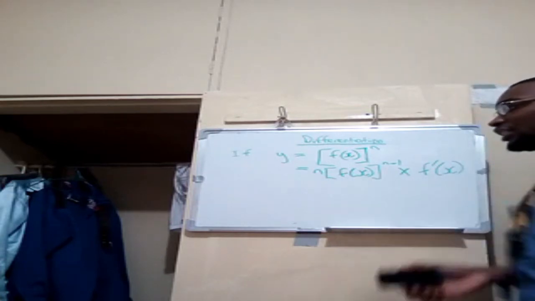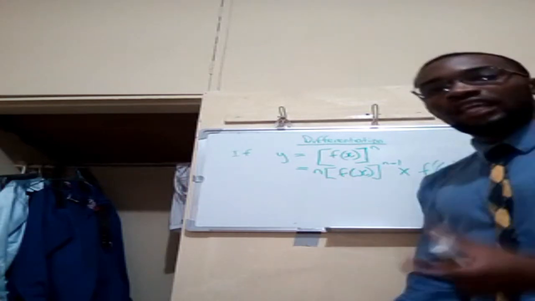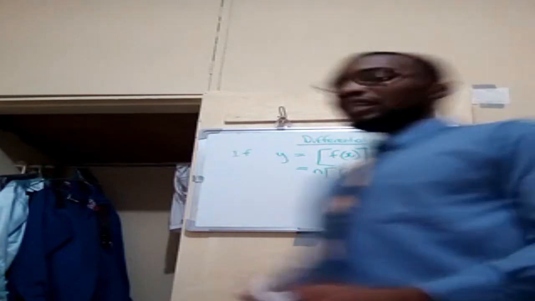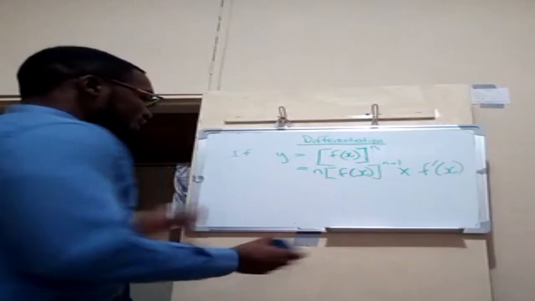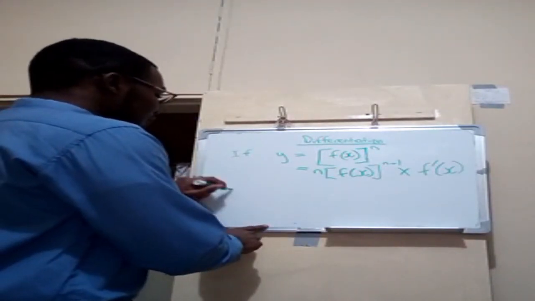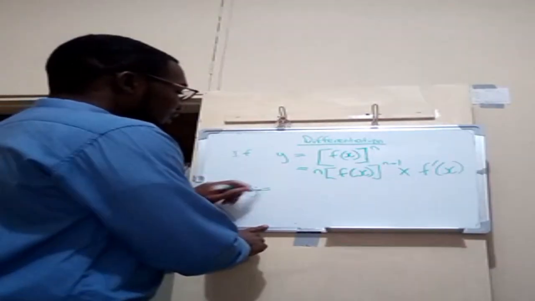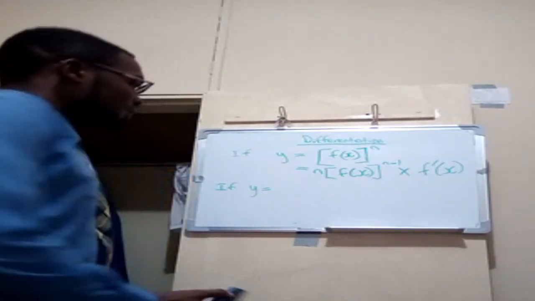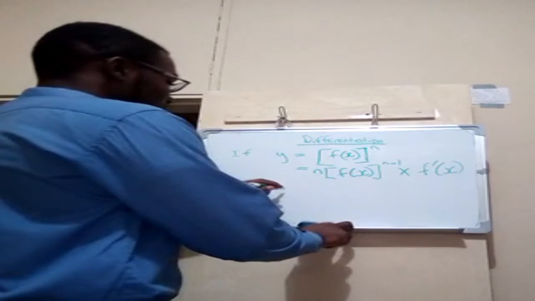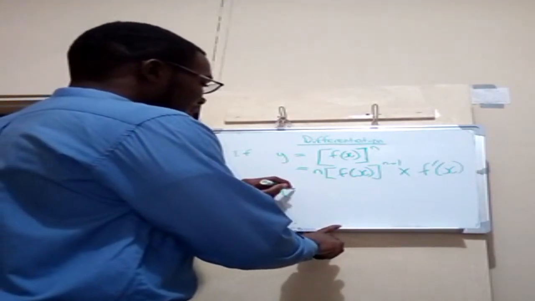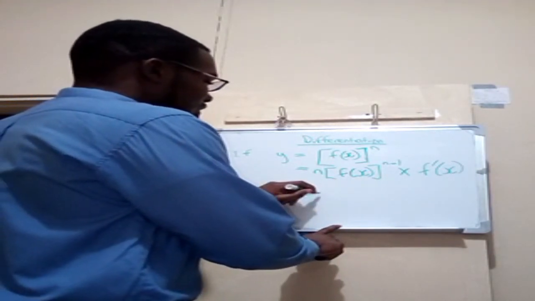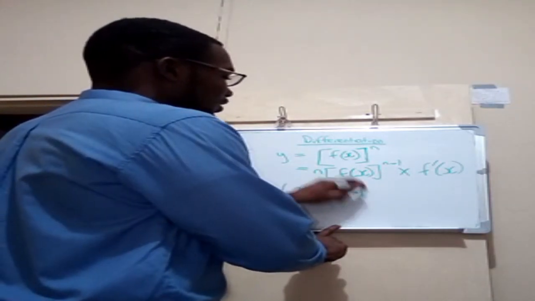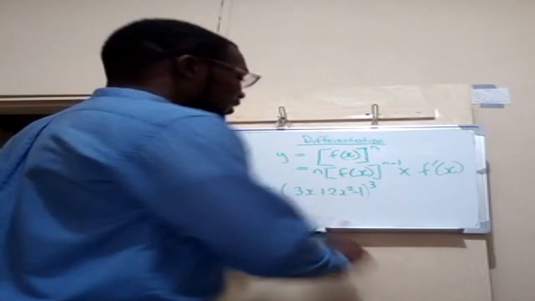And so this is the chain rule. This is known as the chain rule, or the composite rule. So here's an example. If y is equal to 3x plus 2x squared minus 1, all cubed.